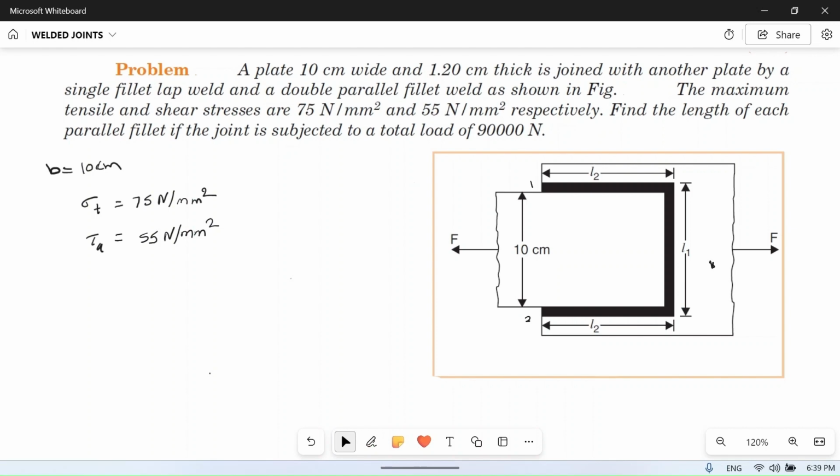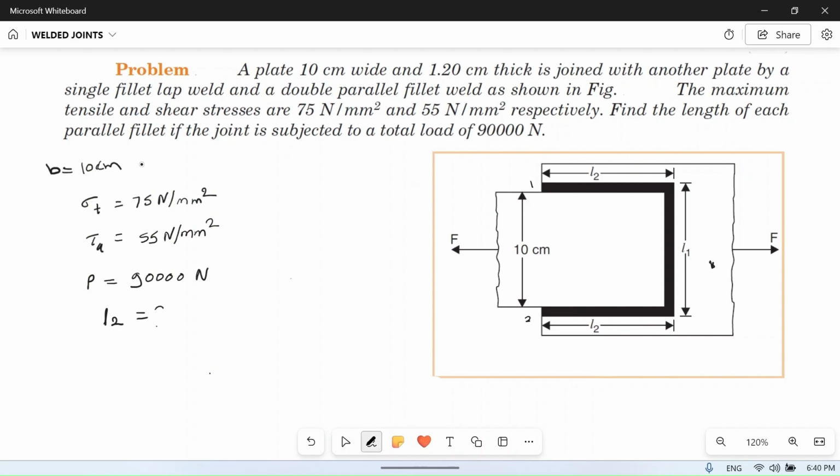Find the length of each parallel fillet if the joint is subjected to a total load of 90,000 Newton. So P is equal to 90,000 Newton. So it is given. We have to find L2, the length of the parallel fillet welds. So L2 is equal to what?